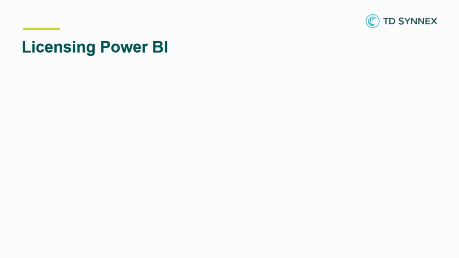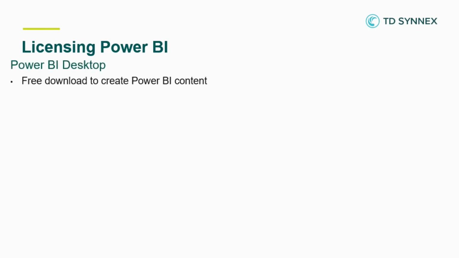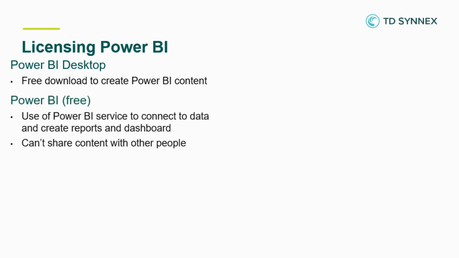So first of all, we have the Power BI Desktop. Now, this allows users to download and use the desktop application to connect to data, create visualizations, reports, and dashboards. And note here that there is no license required for a user to download and use this tool. Then we have the Power BI free license. And here, a user with a free license can use the online Power BI service to connect to data and to create reports and dashboards in My Workspace for their own consumption. They cannot share content with others or publish content to other workspaces.